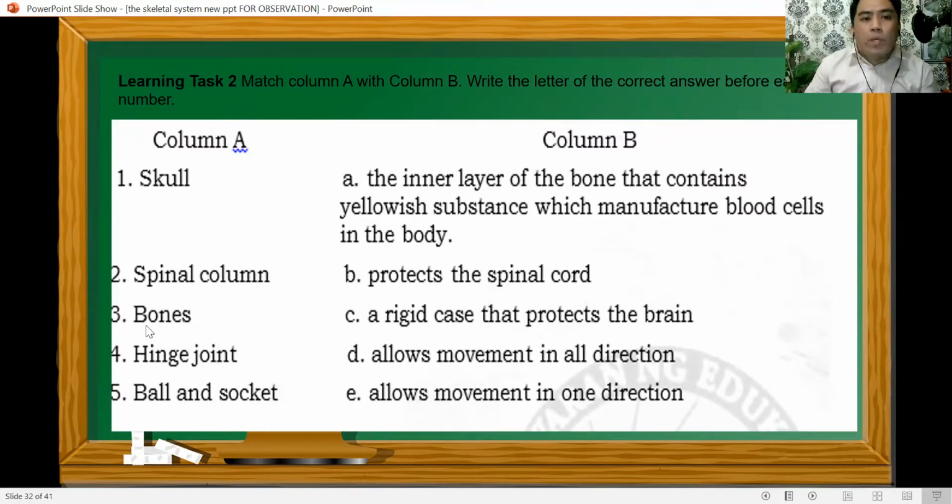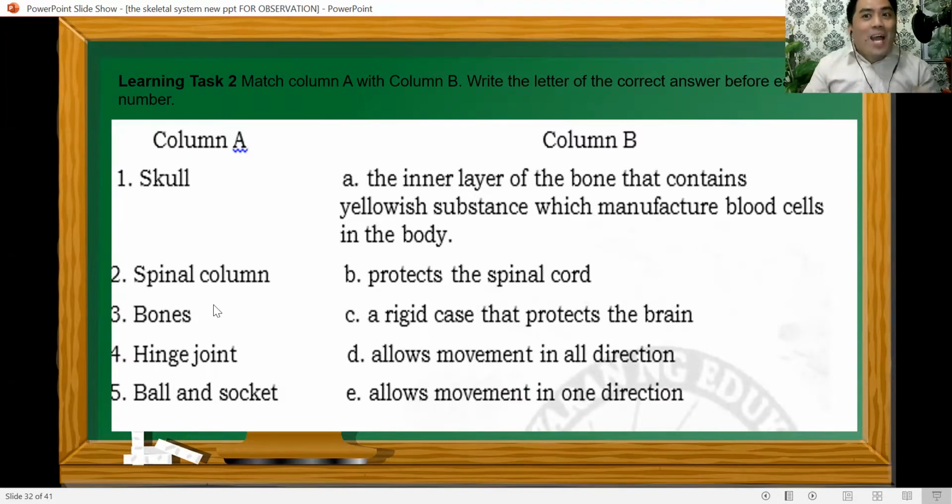Pakidagdagan nyo pala ito, yung bones. Erase nyo yung S. Tapos lagyan nyo ng marrow. Bone marrow. Para magiging bone marrow siya. Okay? Yan. Kasi kung bones lang, wala dyan ang meaning. Pero hindi ko tuturo ang meaning ng bone marrow.